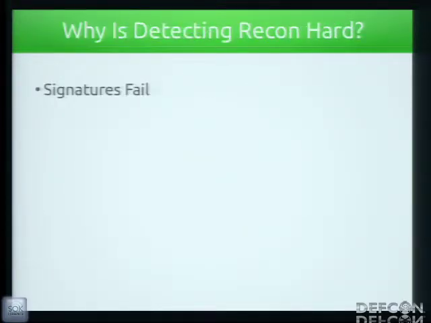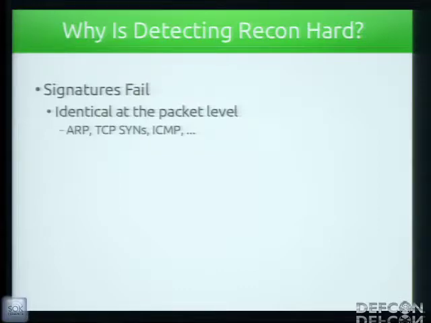So why is detecting reconnaissance hard? I think one of the major reasons is that signatures completely fail, right? If you think back about how you perform reconnaissance, they're all identical at the packet level. You do a TCP SYN, and TCP SYNs happen all the time. You can't put a firewall signature on that, or maybe you could, but you'd just be inundated with false positives. ARP, TCP SYNs, ICMP, all this stuff is just the normal workings of networks. That's just how TCP/IP works. You can't just put a firewall signature rule on that stuff.